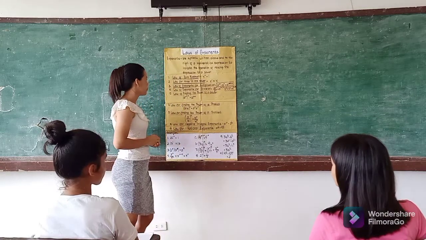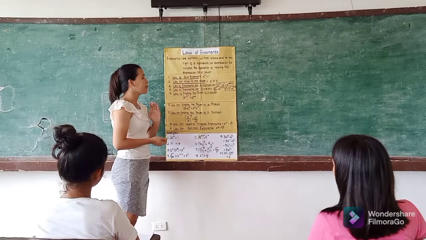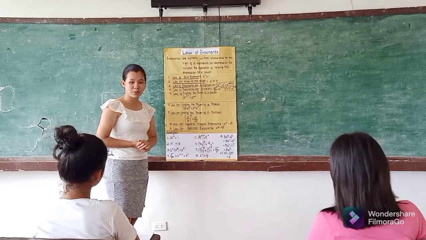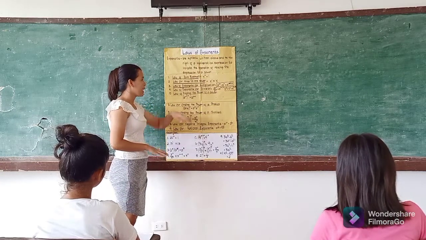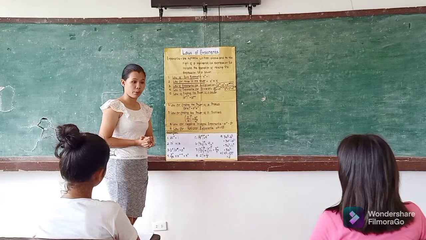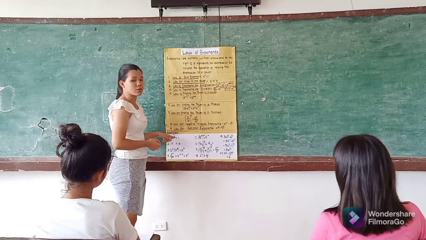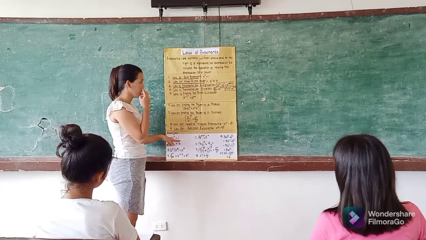Okay, let's proceed with number 2. Law for raised to 1 power. When your exponent is 1, it is equal to the number itself. Okay, I'm going to give you an example for the zero exponent, which is 2 raised to 0. So the answer is 1. Okay, always remember the rule.